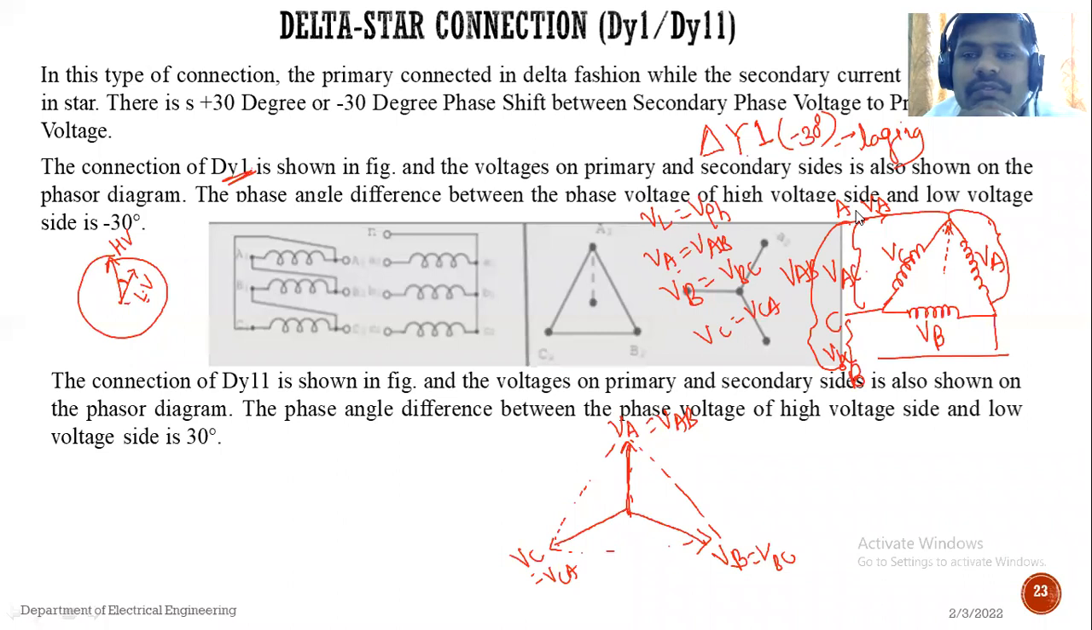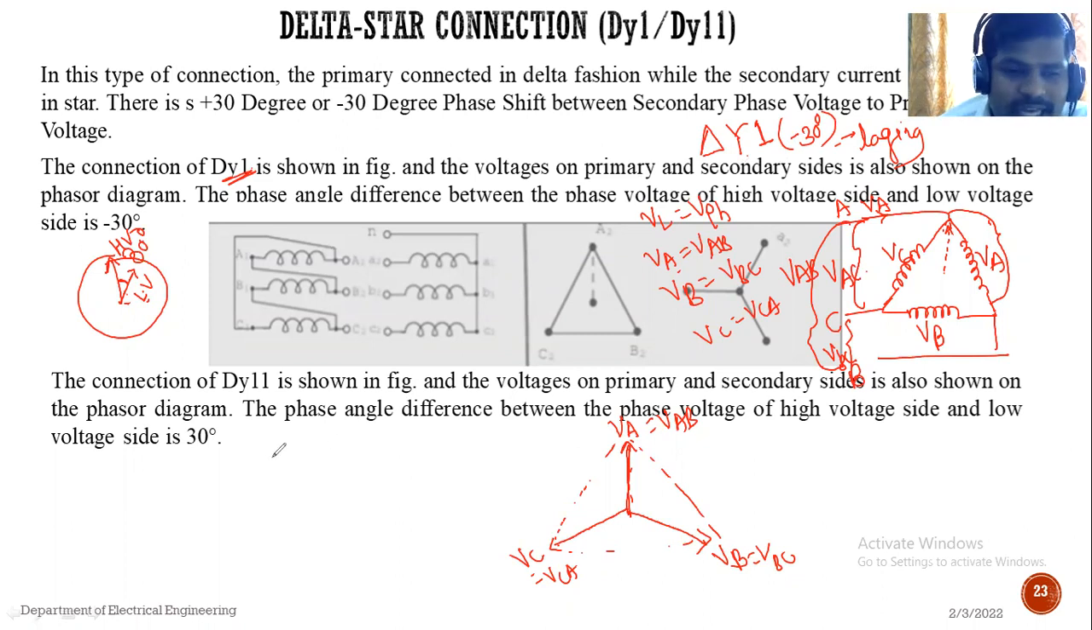LV is lagging. So LV is lagging behind the HV winding by an angle of 30 degrees. The LV winding of the transformer will lag behind the HV winding by an angle of 30 degrees. See, and it is connected in star.